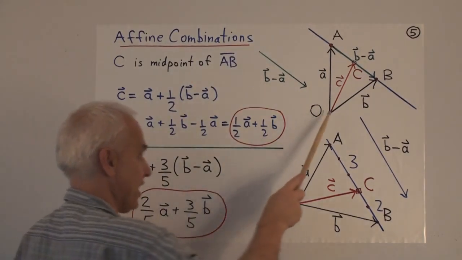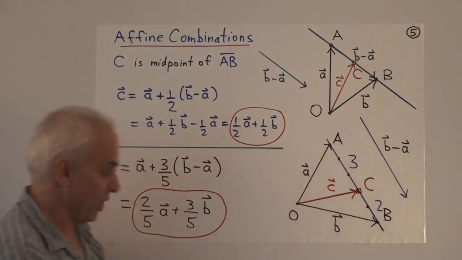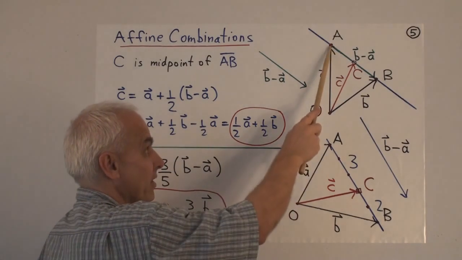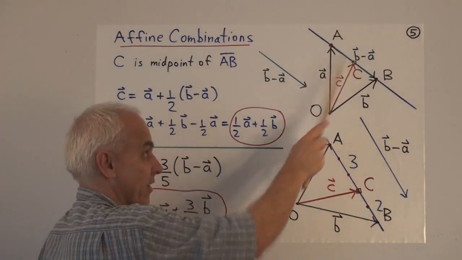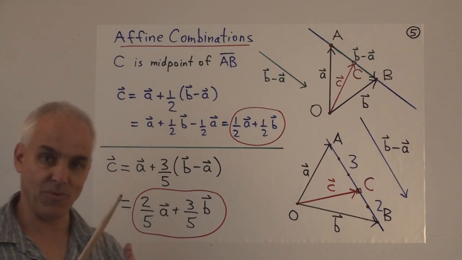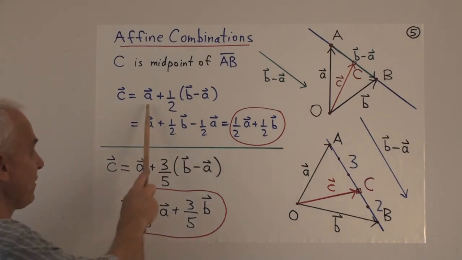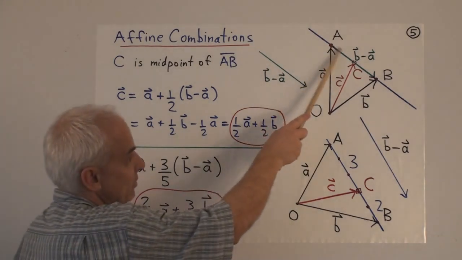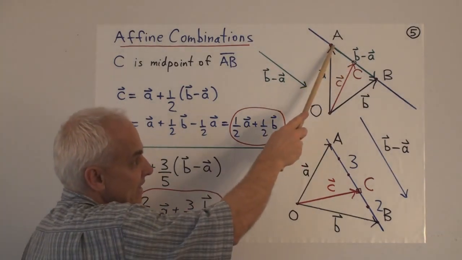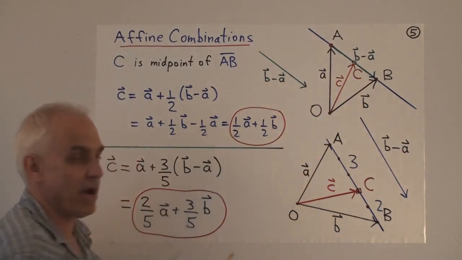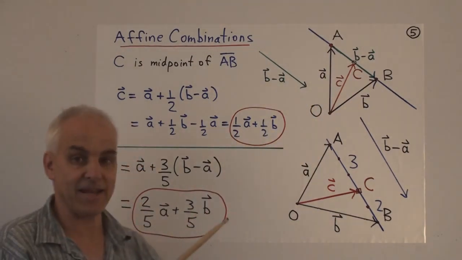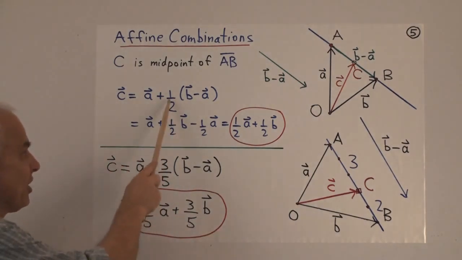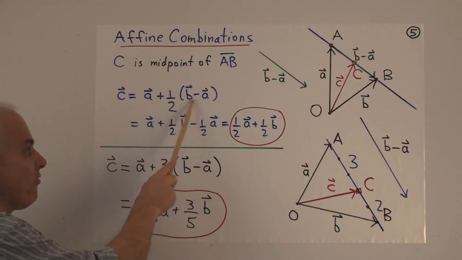And now we can ask, well, how do we get from O to C? We can get there with 2 steps. First we can go from here to here, and then we can go from here to here. And both of those steps we know, because the first vector is a. That's clear. And what is this vector from here to here? Well, it's in the same direction as b minus a, but by assumption it's exactly half as far. It's half of the vector b minus a. So we write a plus 1/2 of b minus a.